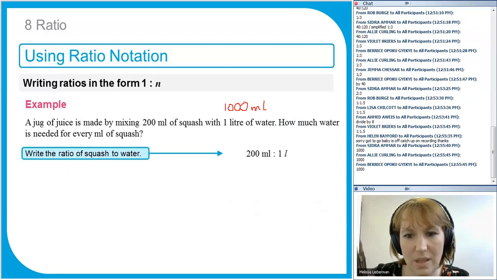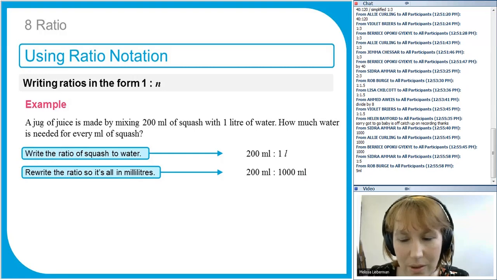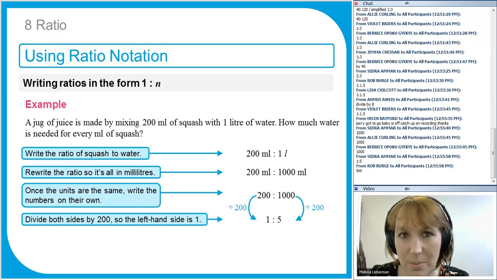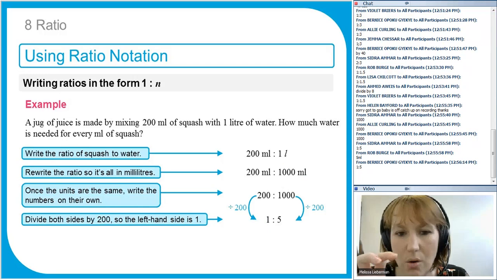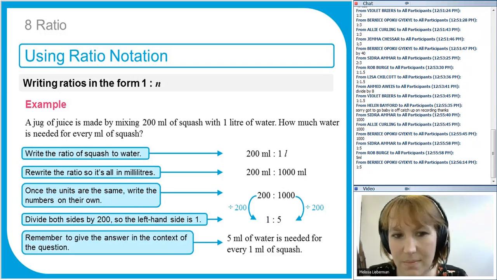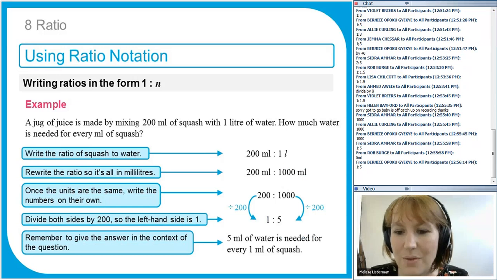So we've got 200 milliliters to 1 litre, which is equivalent to 200 to 1,000. Get rid of the units once they're the same. 200 to 1,000. Now, both of those can be divided by 200. 200 divided by 200 is 1, and 1,000 divided by 200 is 5. So our ratio of squash to water is 1 to 5. So for every 1 part of squash, I've got 5 parts water. And that's the answer. So 5 milliliters of water is needed for every milliliter of squash.